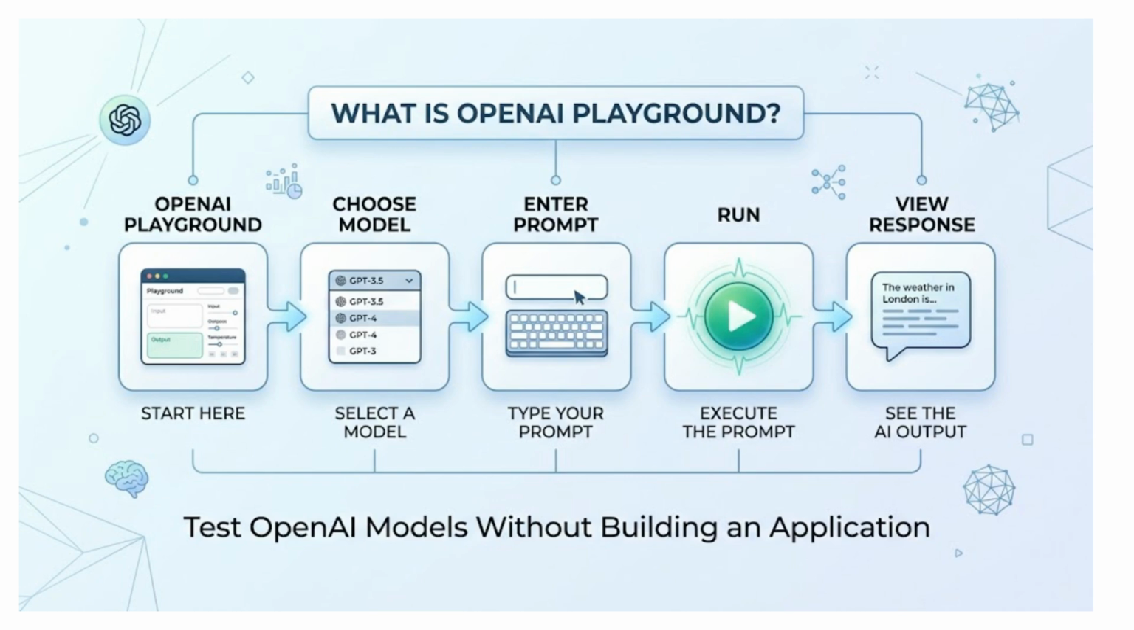The process is very straightforward. First, open the Playground. Next, choose the model you want to experiment with. Then, enter your prompt and run it. The model processes your request and generates a response that you can review immediately. This allows us to experiment with prompts and model behavior without writing any C# code. Later, once we're happy with the results, we can take what we've learned and use it in our application.